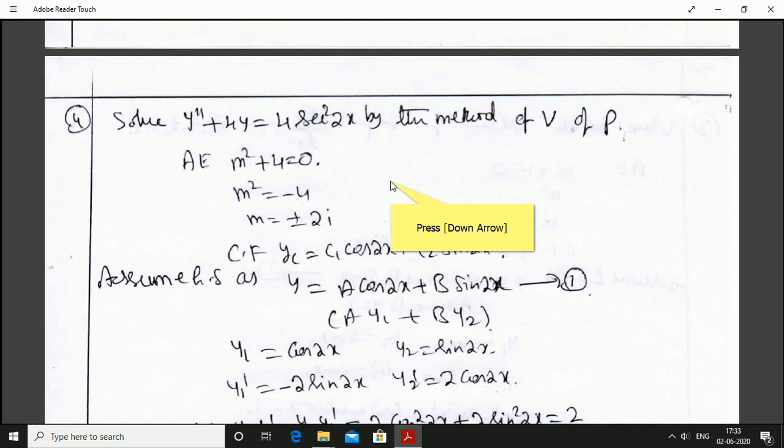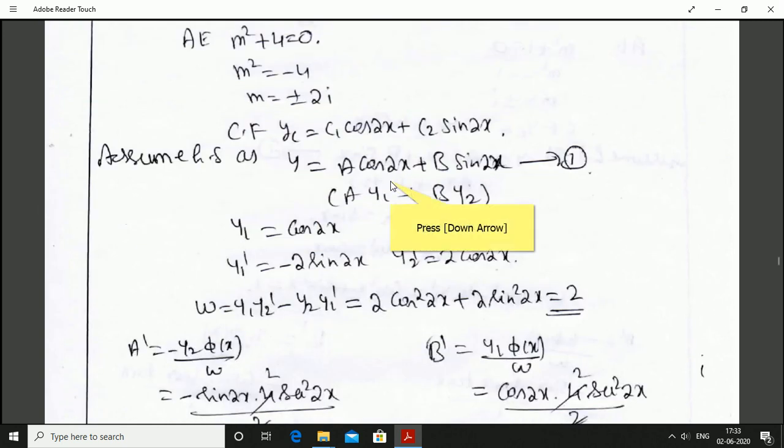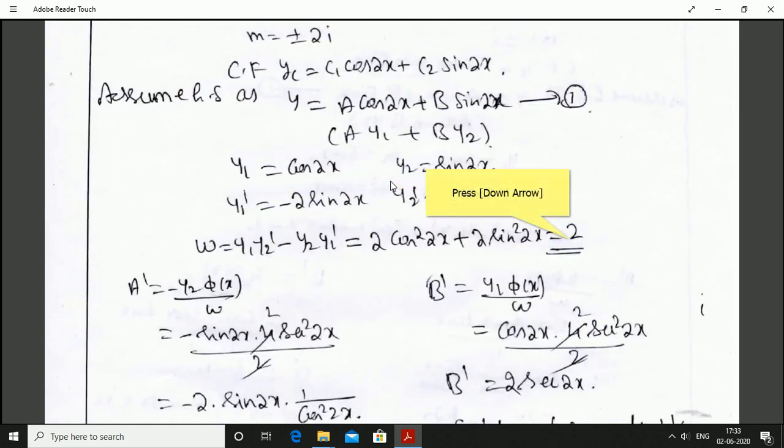Based on this complementary function, we are assuming the general solution. Assume general solution as y is equal to a into cos 2x plus b into sin 2x. Call it as equation 1. This assumed solution is of the form a y1 plus b y2 with y1 is equal to cos 2x, y2 is equal to sin 2x. Compute y1 dash and y2 dash. y1 dash is equal to minus 2 sin 2x, y2 dash is equal to 2 cos 2x.